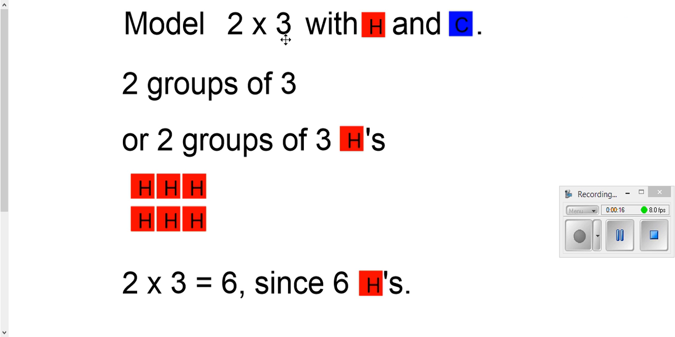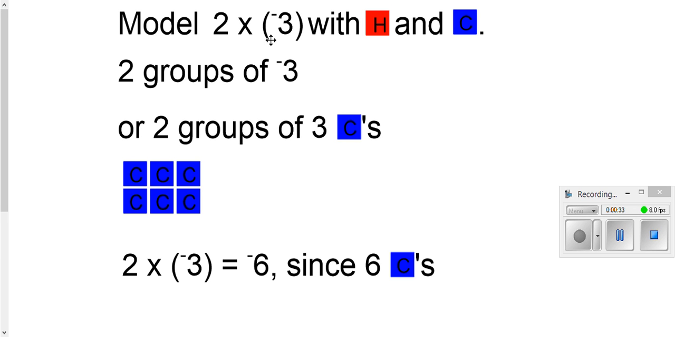So 2 times 3, you know, is just two groups of 3. So that would be two groups of 3 of the h's. So here's one group of 3 of the h's, here's your second group of 3 of the h's, and you see a total of 6 of the h's, so we get 6.